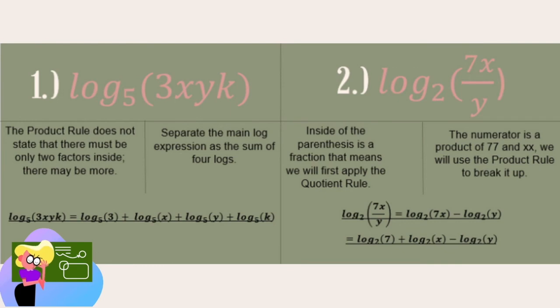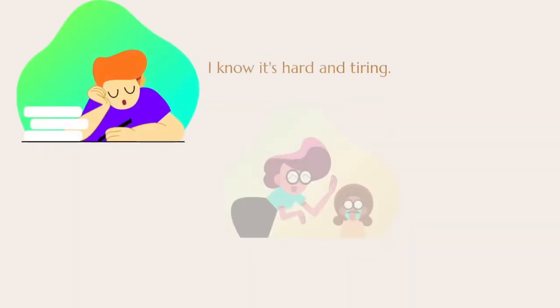Number 2. Log to the base 2 of 7x over y. Inside of the parentheses is a fraction. That means we will first apply the quotient rule. Since the numerator is a product of 7 and x, we will use the product rule to break it up. So logarithm to the base 2 of 7x over y is equal to logarithm to the base 2 of 7x minus logarithm to the base 2 of y. So it will become logarithm to the base 2 of 7 plus logarithm to the base 2 of x minus logarithm to the base 2 of y.